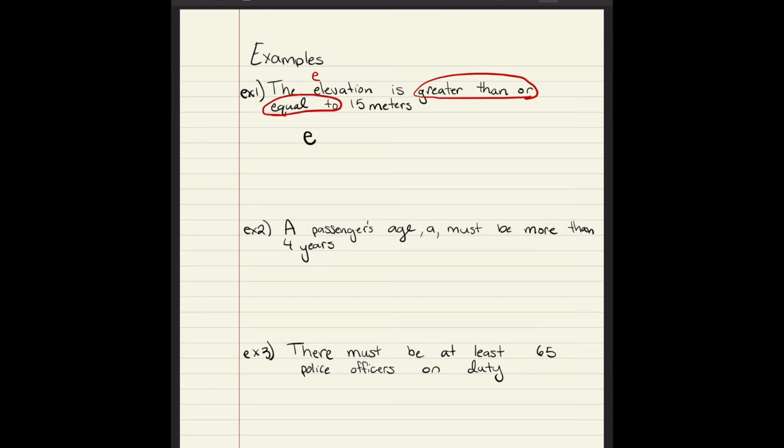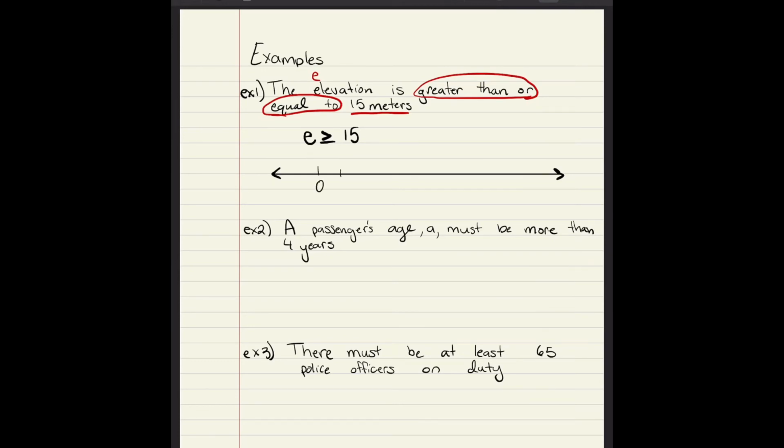So remember, we always have our variable first. Elevation is greater than, which is this symbol, or equal to, so we have to include our equal to, 15 meters. So E is greater than or equal to 15 meters. Now I'm going to graph that. And remember our trick when we're drawing our arrow, that this is telling me we're going to be moving to the right. So I'm going to make more room to the right.